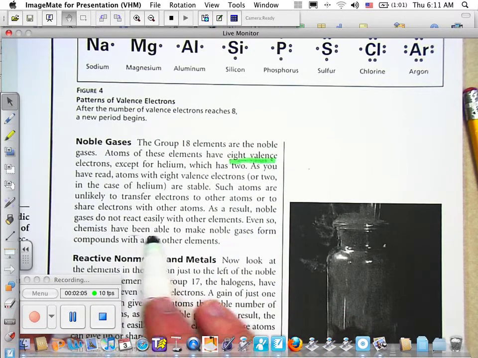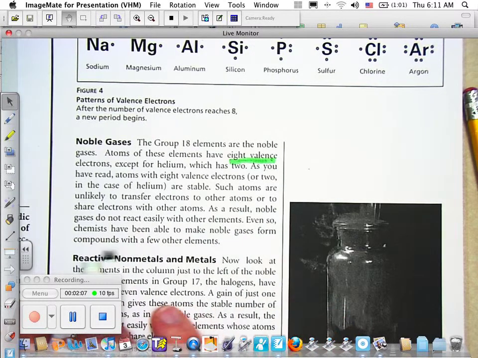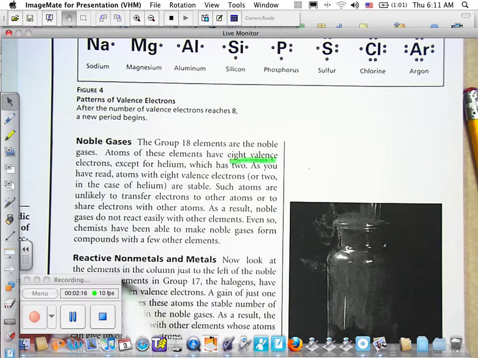Even so, chemists have been able to make noble gases form compounds with a few other elements. How do they do that? They blast them with lasers, energy, and very crazy things, but that's for later.